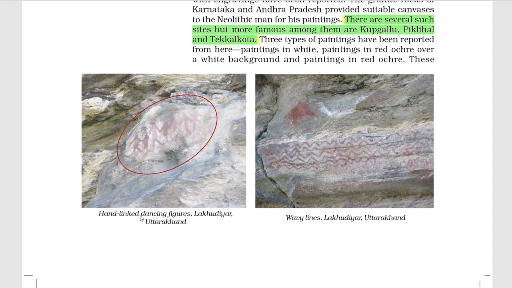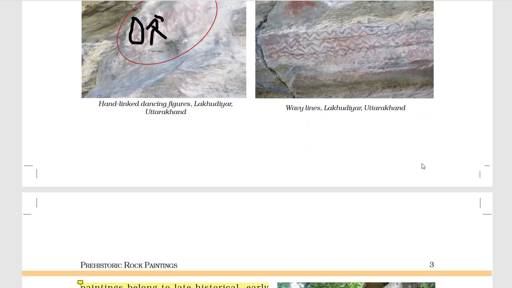This is hand linked dancing figures. See, these are the dancers who are catching their hands and walking. Here you could see the human being structure with stick like legs. See, this is nothing but a stick like human being, legs, body and hands. We can also see that their hands are interlinked. This is a pic from Lakudiyar. I have said Lakudiyar is in Uttarakhand. These are wavy lines. Geometrical figures also we can see in the prehistoric rock paintings.